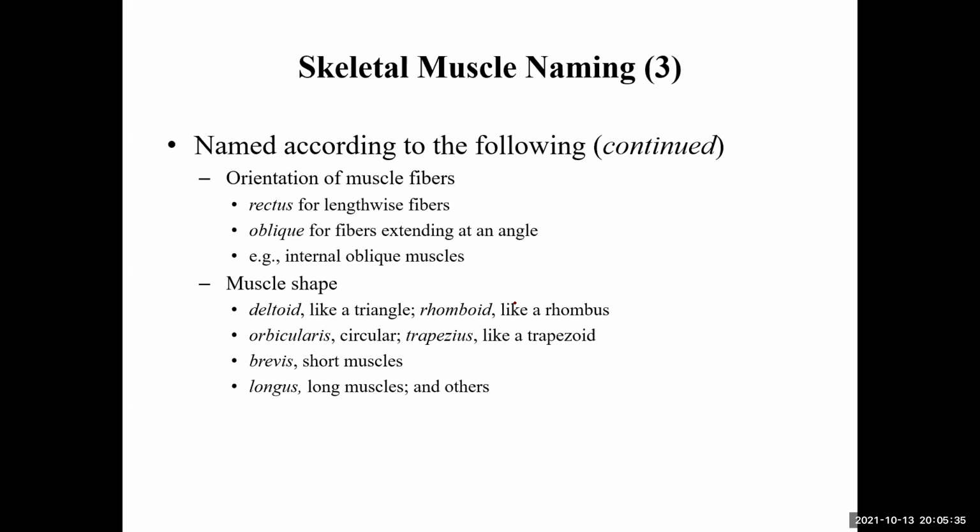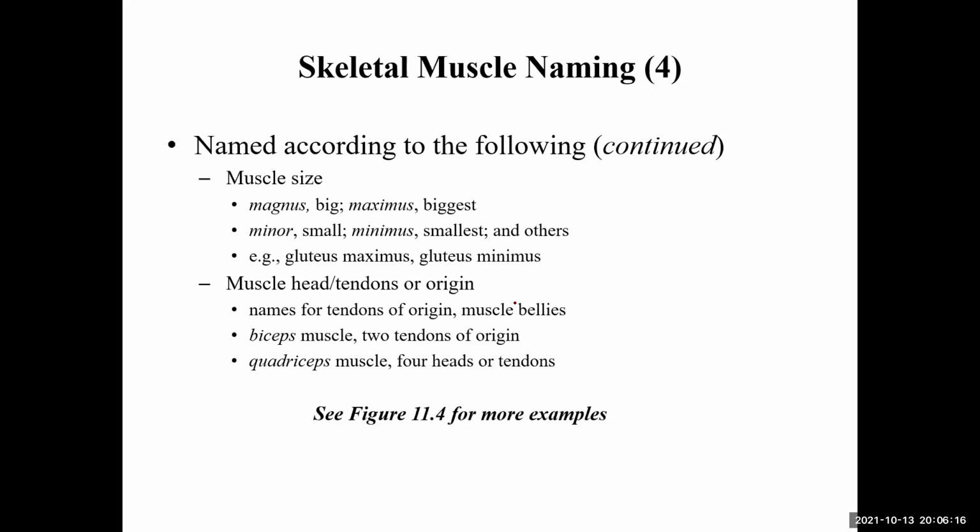All right, a popular way to name muscles is the shape of the muscle. Deltoid, rhomboid, orbicularis, brevis, longus, trapezius, all these different names somehow reference the shape of the muscle. Deltoid is going to be a triangle, like delta. A rhomboid is a four-sided geometrical structure. Orbicularis, we saw that with the circular muscle fibers that go around some sort of passageway. Trapezius, trapezoid, that's going to be a four-sided geometrical structure. Then brevis and longus refer to how short or how long these muscles are.